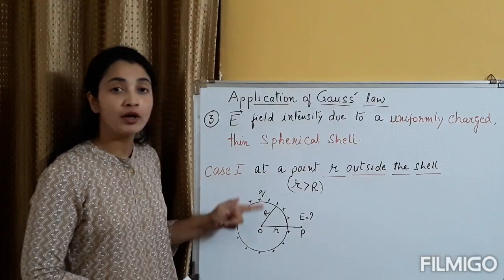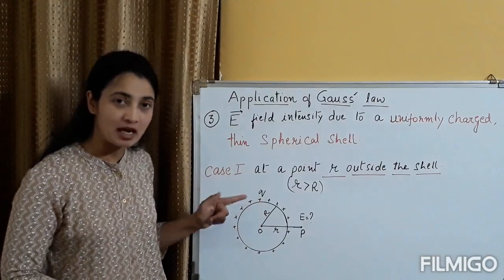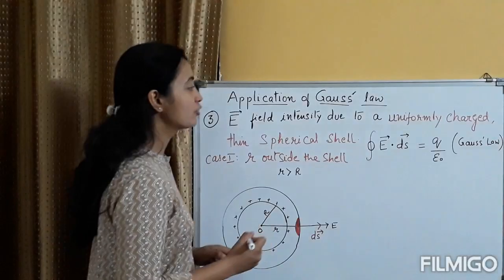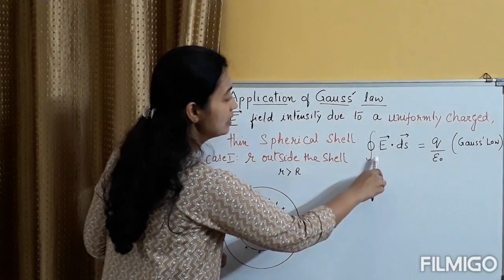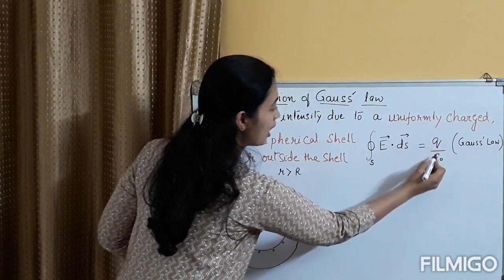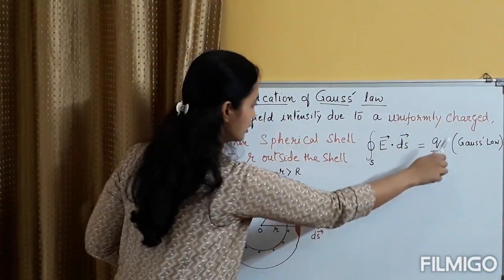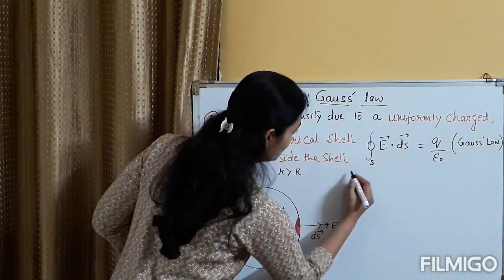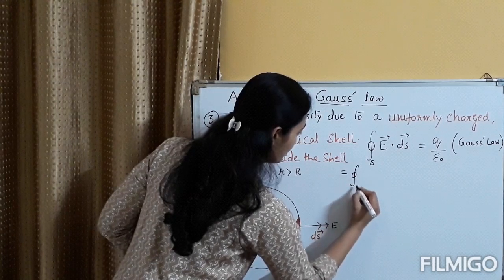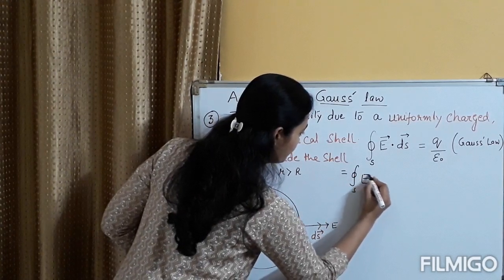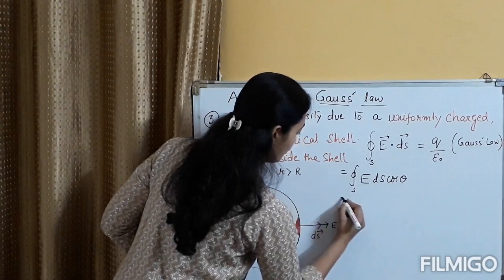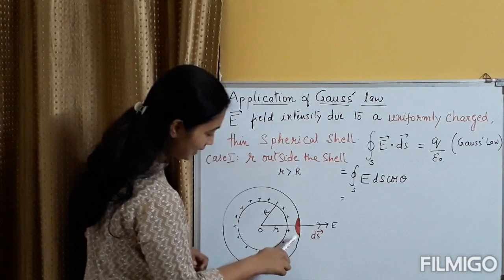So let us move on to the further mathematical steps of finding electric field. Let's start with the mathematical steps. We know integral E dot ds is equal to Q upon epsilon naught. This is the Gauss law. Applying the same law, we will move ahead. Now E dot ds can be written as E ds cos theta.